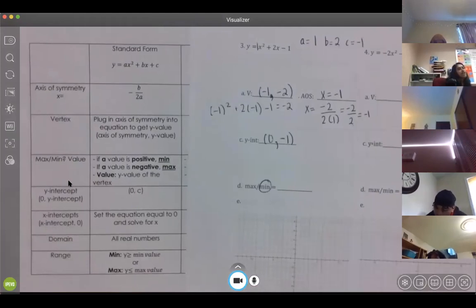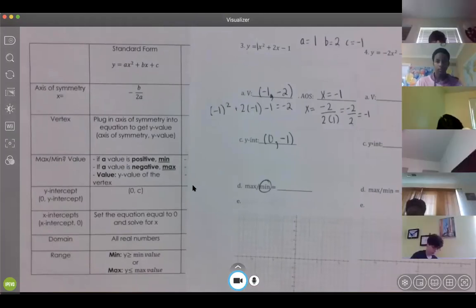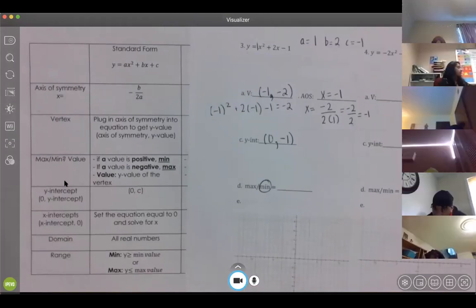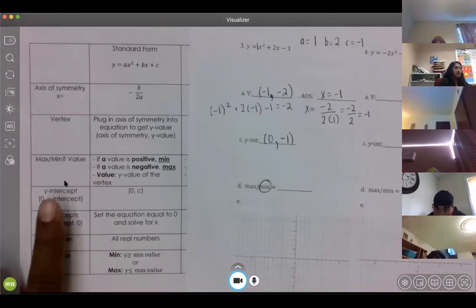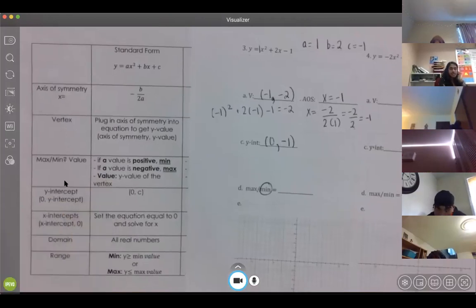Okay. And then what is that minimum value going to be? What do you think, Natalie? I don't really know. So if we look at our cheat sheet, it says the minimum value is the y value of the vertex. So what's the y value of the vertex? -2.